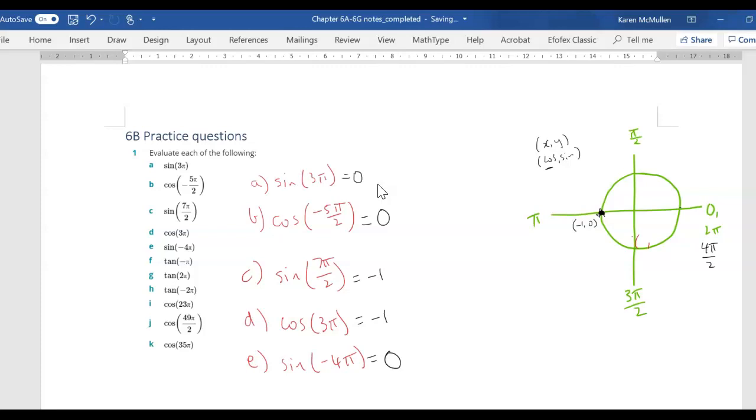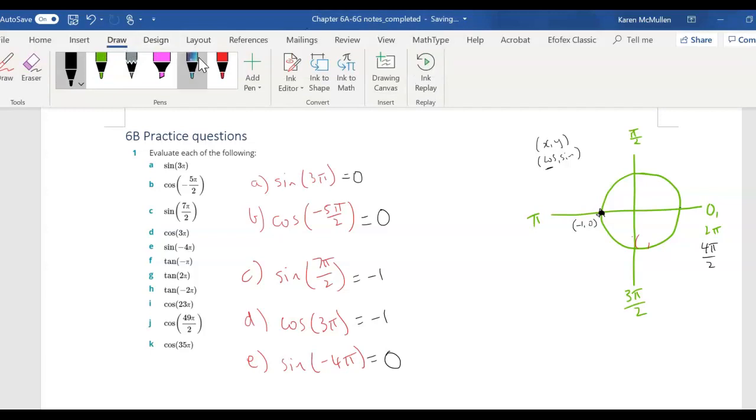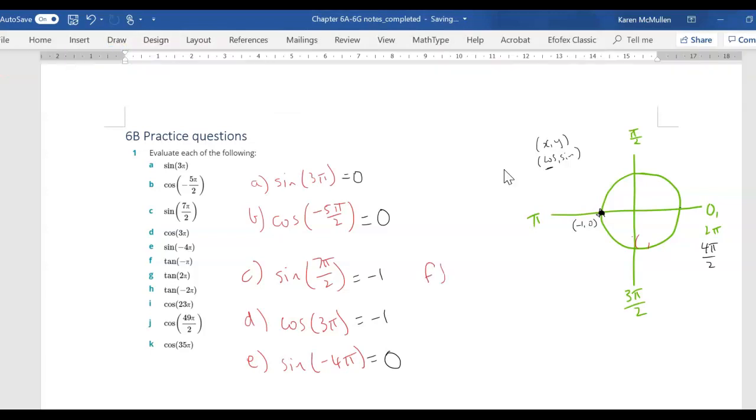All right, let's just have a look. Let's do a tan. So f, and let's just do a few more. Tan of -pi, g, sorry, tan of 2 pi, and we'll do h, tan of -2 pi. These are just looking at 0, 1, or -1. We're not really doing any reference angles here.